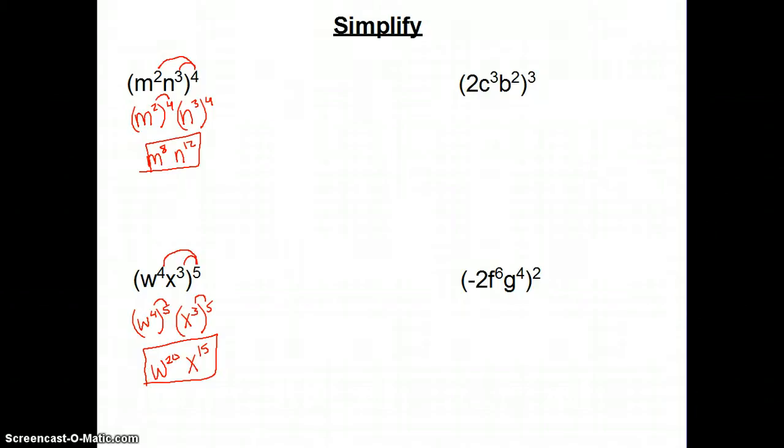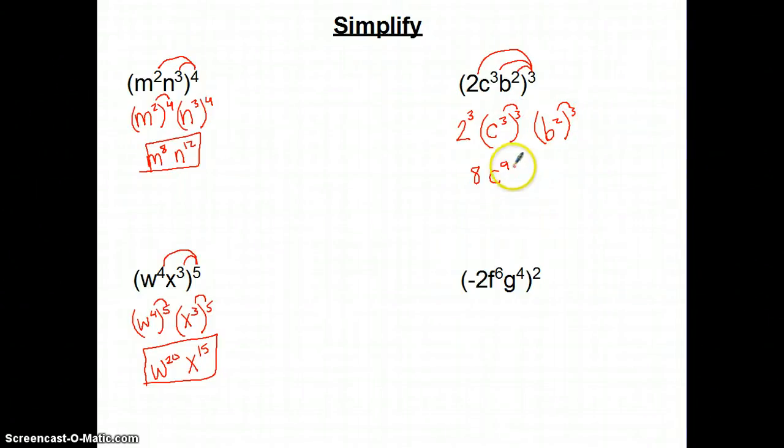Above on the right is very similar, except I'm taking my exponent of 3 and applying it on 3 separate terms. So I end up with 2 to the 3rd power, c to the 3rd, and I'm now raising that to the 3rd power, b to the 2nd, and I am raising that to the 3rd power. 2 to the 3rd becomes 8. C to the 3rd raised to the 3rd power becomes c to the 9th power. B to the 2nd raised to the 3rd power becomes b to the 6th power. So our final expression is 8 times c to the 9th, b to the 6th.